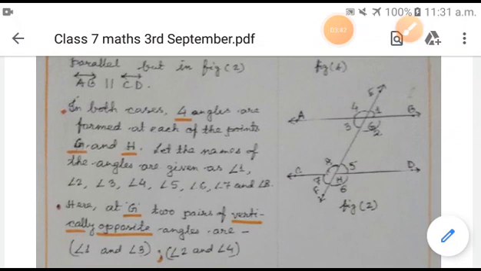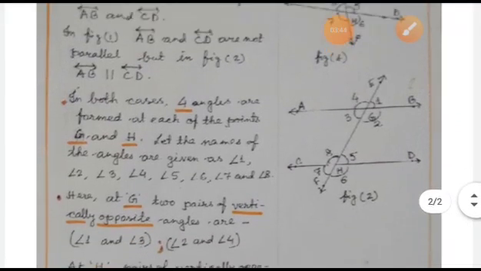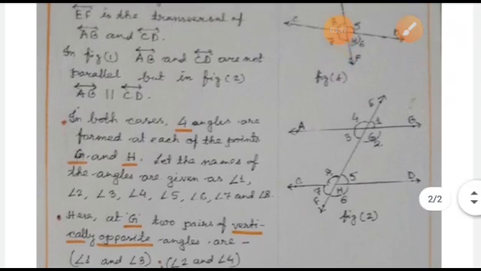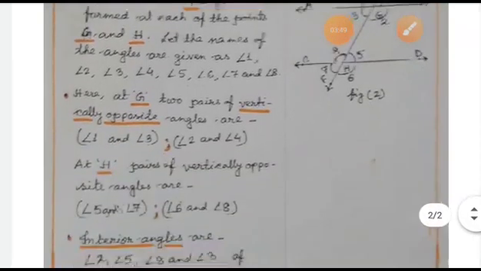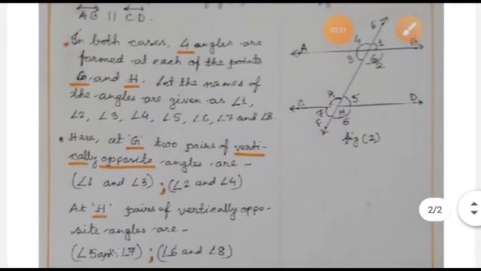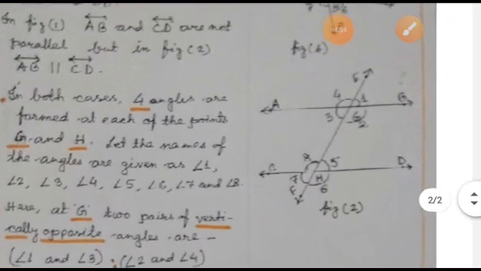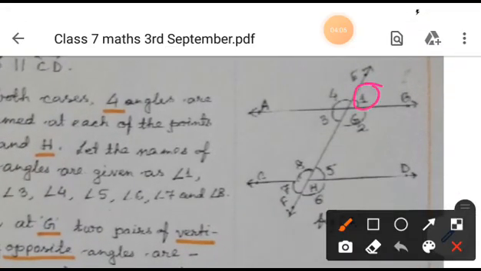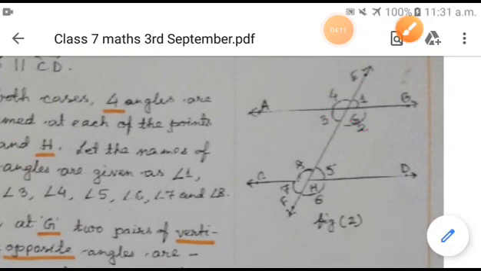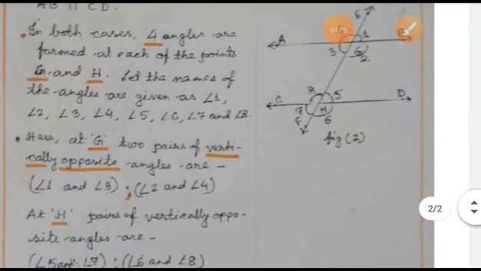Okay. So now we will study the types of angles which are formed by two parallel lines and a transversal. Here it is said that in both the cases 4 angles are formed at each of the points G and H. So here we are giving the names of the angles. At each point of intersection 4 angles are formed. Here you can see in the diagram angle 1, 2, 3, 4. Now you need to know the names of these angles.